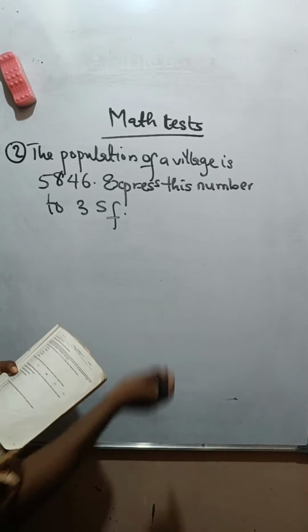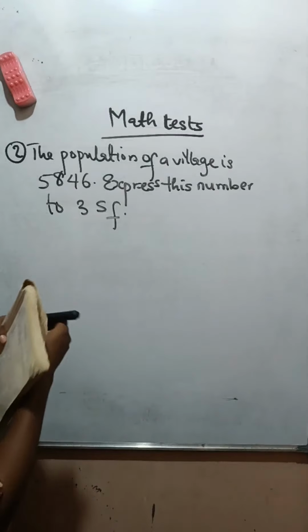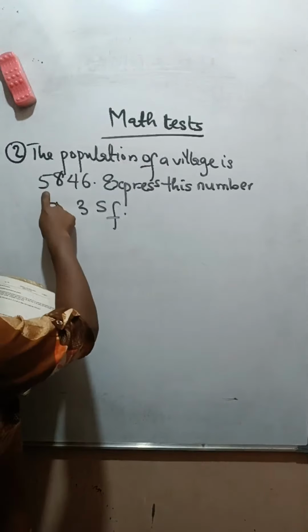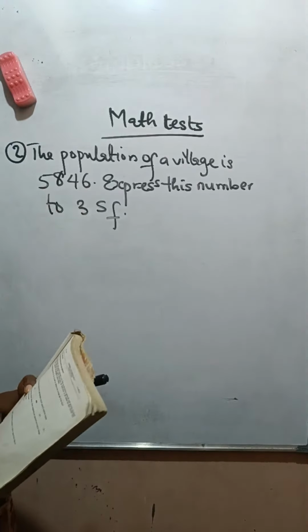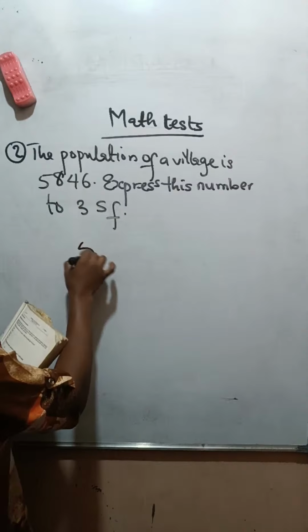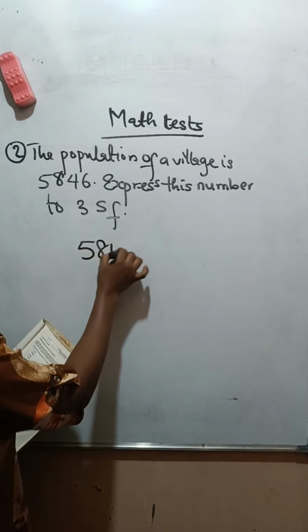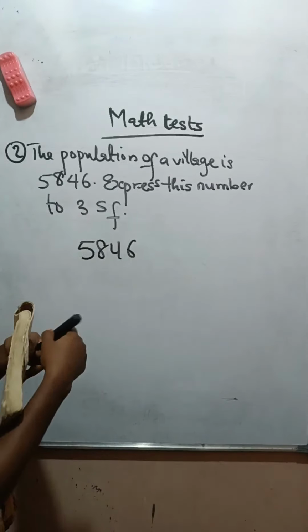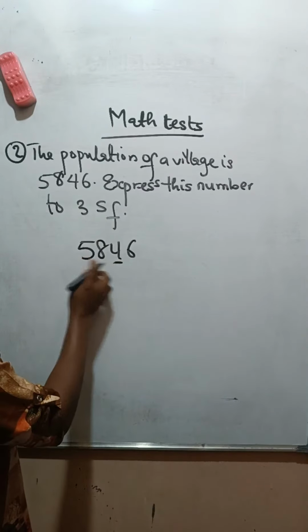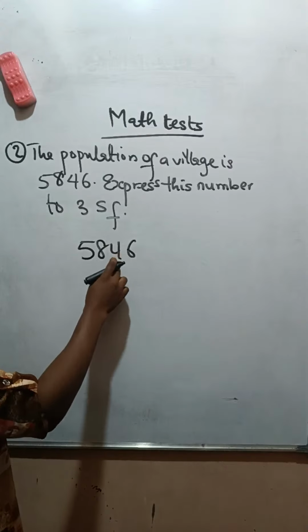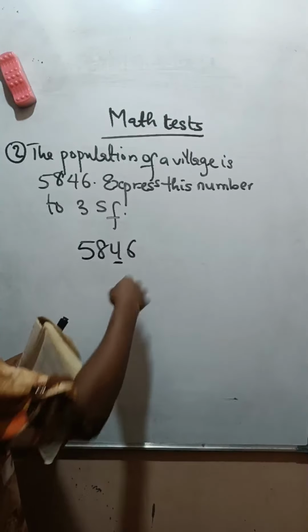Now remember that for a significant figure here, we have 5,846, meaning that we have 4 significant figures here. So if we write it, 5846. This is 3 significant figures, meaning that we're supposed to have from here to here. This is the 3rd significant figure. But we cannot throw this 6 away.